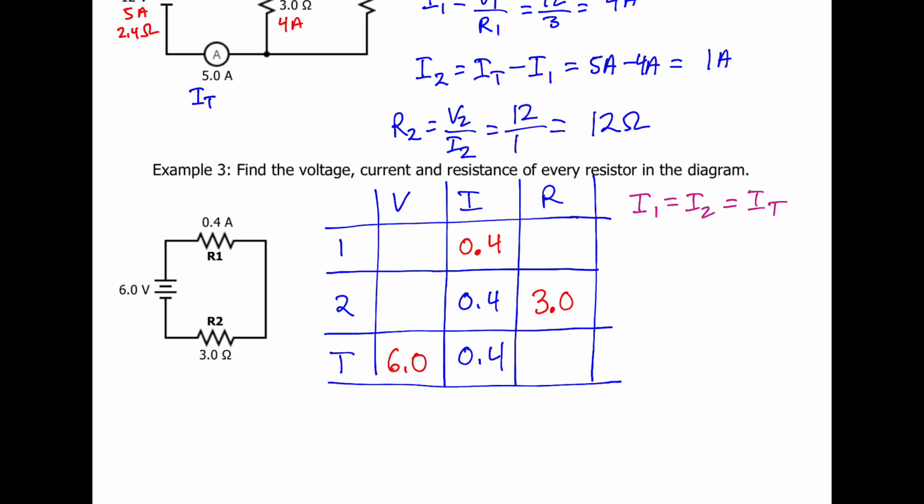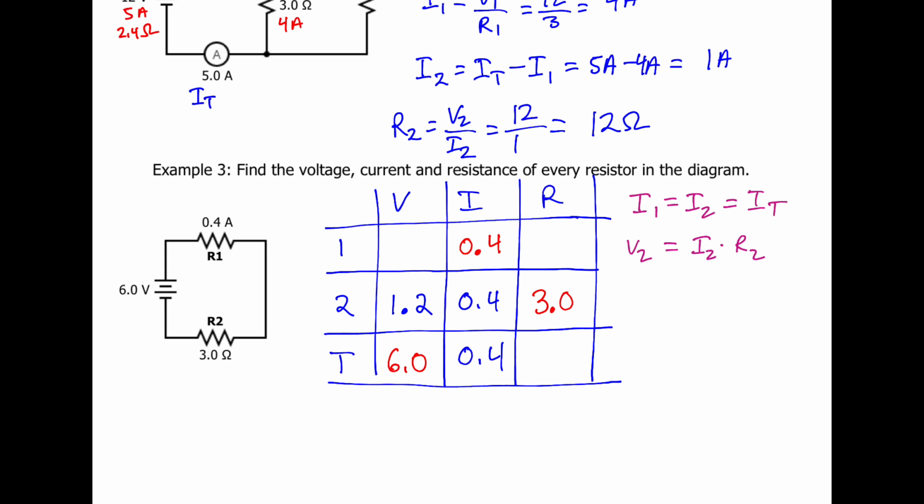I'm going to do the voltage in 2 next. The voltage in 2 is I2 times R2. We just multiply those two together. So 0.4 times 3 should be 1.2, because 4 times 3 is 12. We know how to do that. And then we can do the total one next.